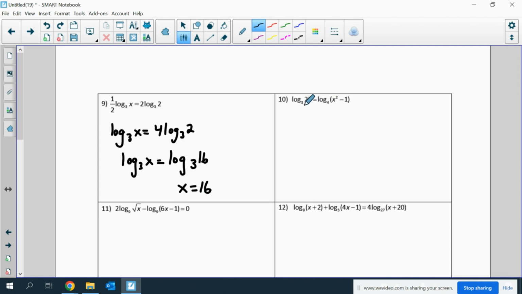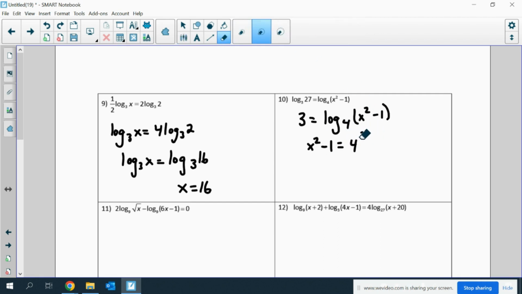Number 10, log base 3 of 27 equals log base 4 of x squared minus 1. Well, that looks intimidating until you realize that log base 3 of 27 is actually just a nice number, right? Log base 3 of 27 is 3. Then I can rewrite this in exponential form. So 4 to the 3rd equals x squared minus 1. And 4 to the 3rd is 64.